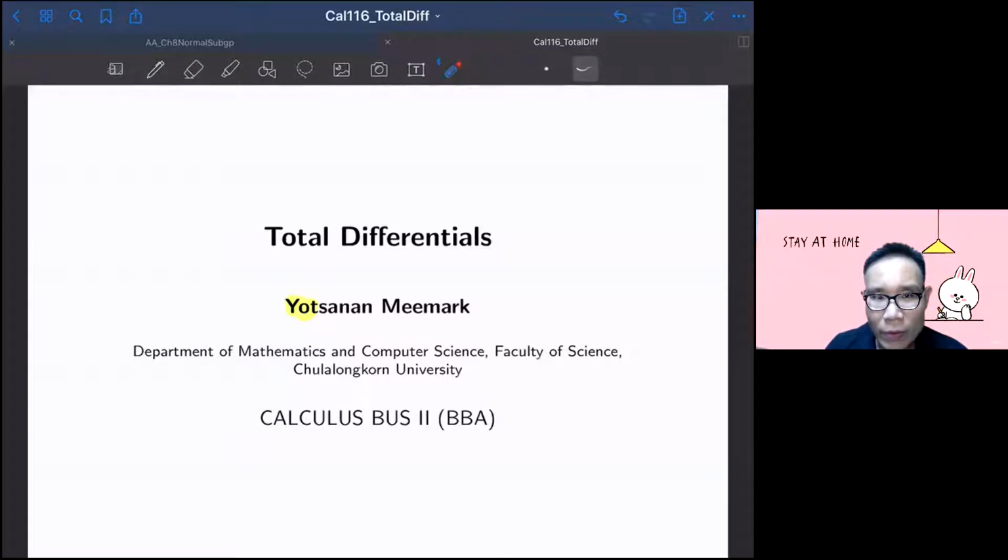The topic will cover the total differential, the extrema of several variable functions, and we're also going to talk about the Lagrange multiplier, and we're going to discuss differential equations. So that's going to be the 7 topics after the midterm for the final exam for Calculus 2 BBA.